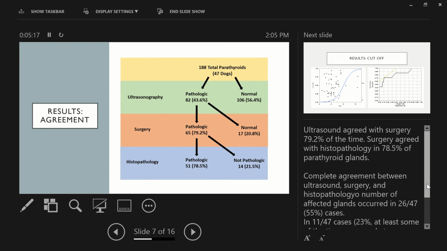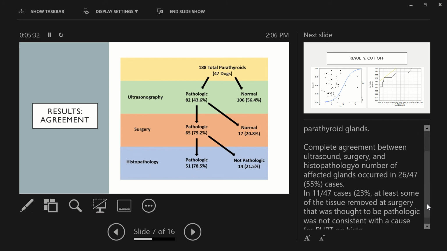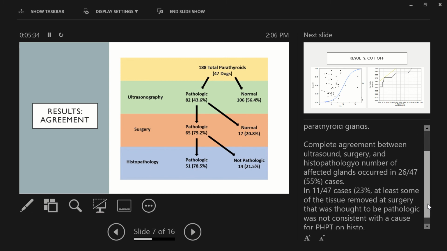And from some of that information, we were able to generate some good results. So ultrasound agreed with surgery 79.2% of the time, and then surgery agreed with histopathology in 78.5% of parathyroid glands. We found that complete agreement between ultrasound, surgery, and histopathology regarding the number of affected glands occurred in 26 out of 47 cases, which is essentially equivalent to 55%.